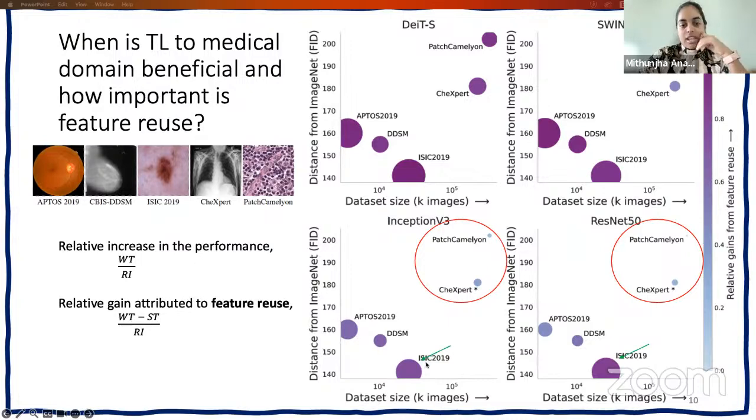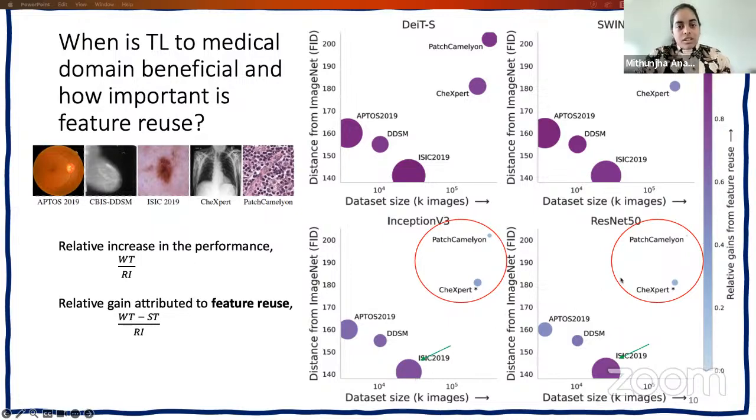And here, this ISIC dataset, the skin lesion dataset, is the closest to ImageNet. The distance from ImageNet to ISIC is the lowest. So since this dataset is closest to ImageNet, it benefits the most from the transfer learning, even with the CNN architecture. And the data size is also sort of medium.